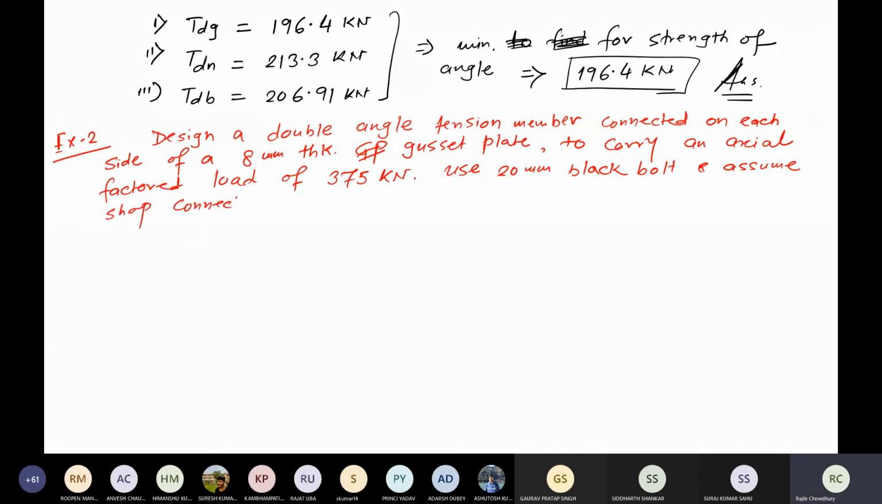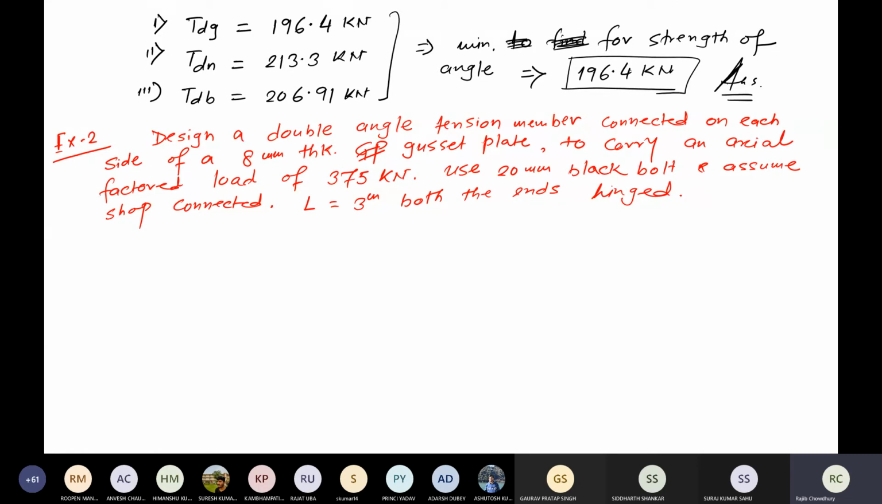What is meant by the SOP connection? Because here you will get a different factor of safety. Okay, SOP connection. You may take the length of the member as 3 meter, and the member has both ends hinged. Okay, both ends hinged.